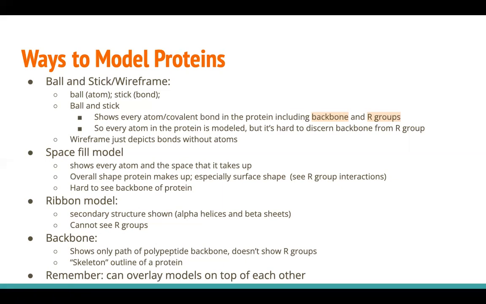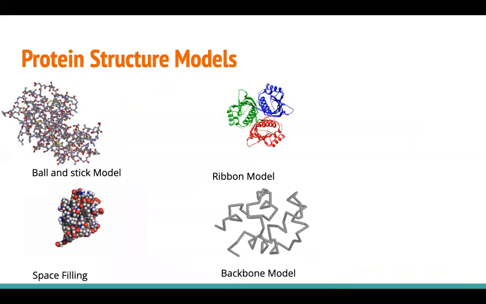And I don't think it's on this problem set, but it may be on an exam in the future. You can use more than one model to show something. So for example, if you want to highlight the secondary structure, but also the R groups, you could combine the ribbon model and then use the balls from the ball and stick to highlight the R groups. And then we kind of went over it here, but just to try and come up with pros and cons of each. And then here are just the images of all the models. Wireframe isn't on here, but it's just ball and stick minus the atoms.